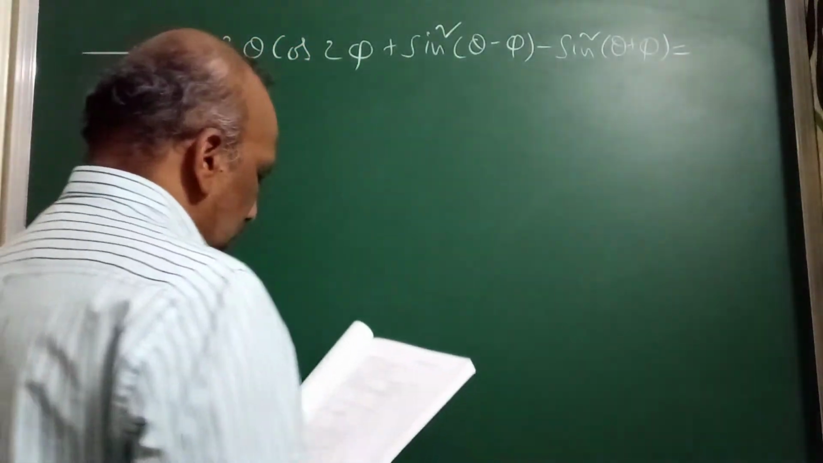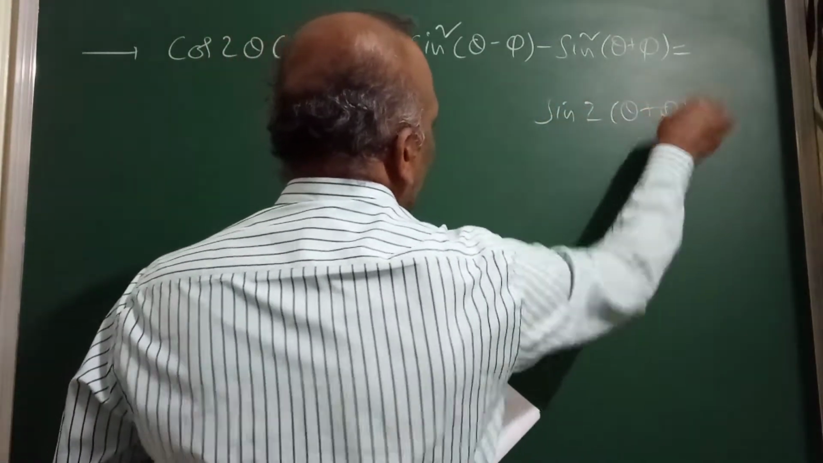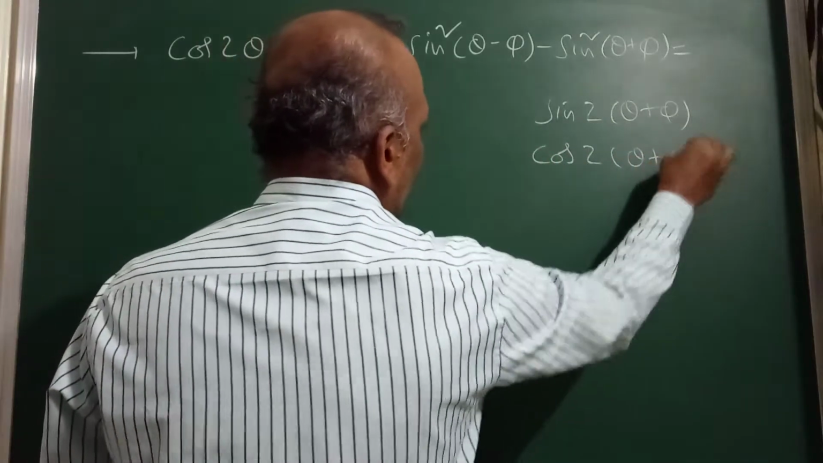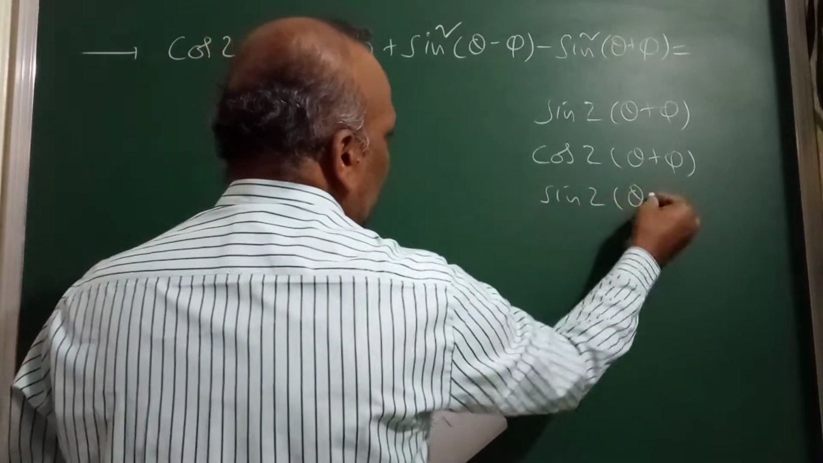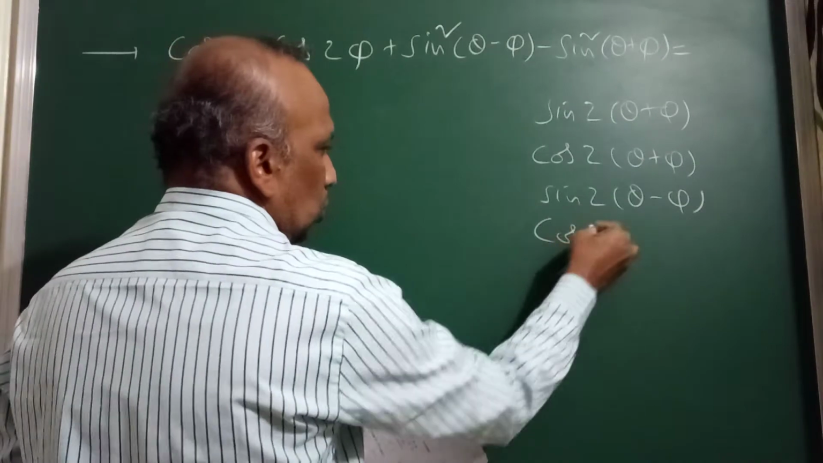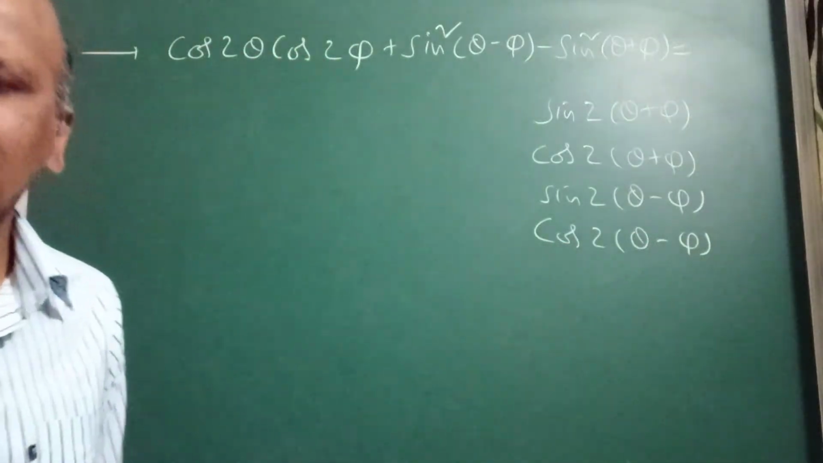So the first option sin of 2 into theta plus phi, the second option cos of 2 into theta plus phi, third option sin of 2 into theta minus phi, and fourth option cos of 2 into theta minus phi. These are the four options they are given.